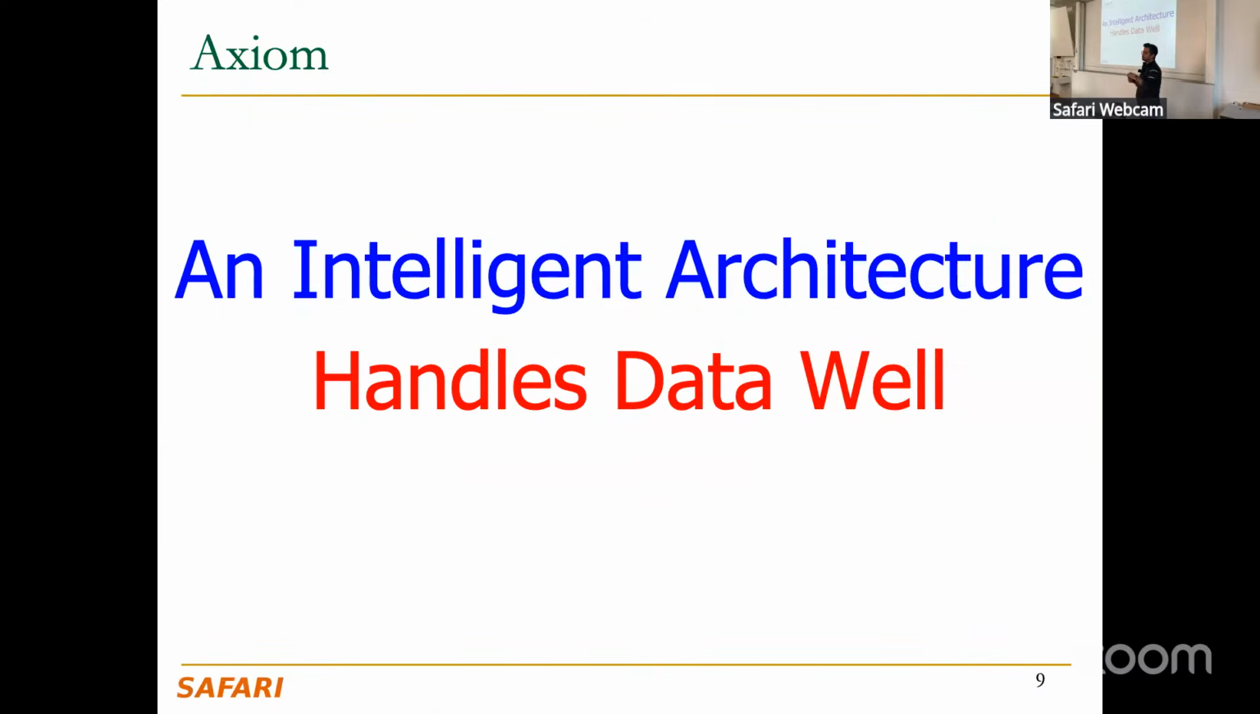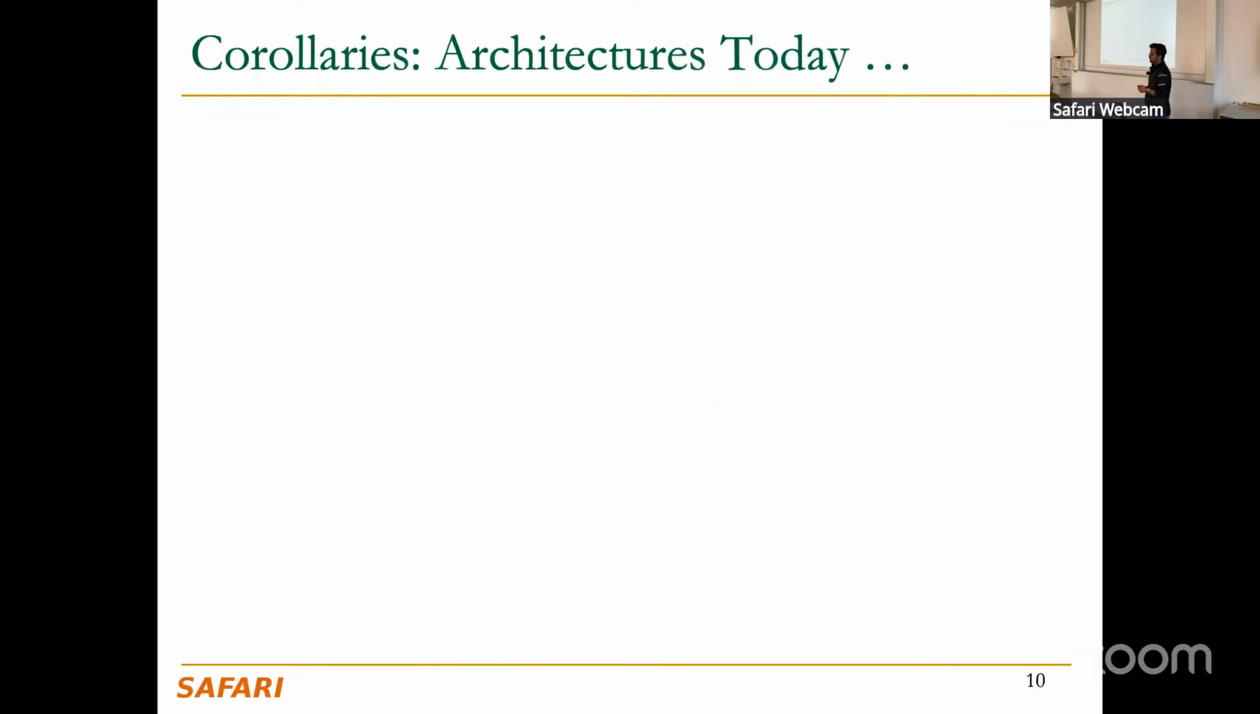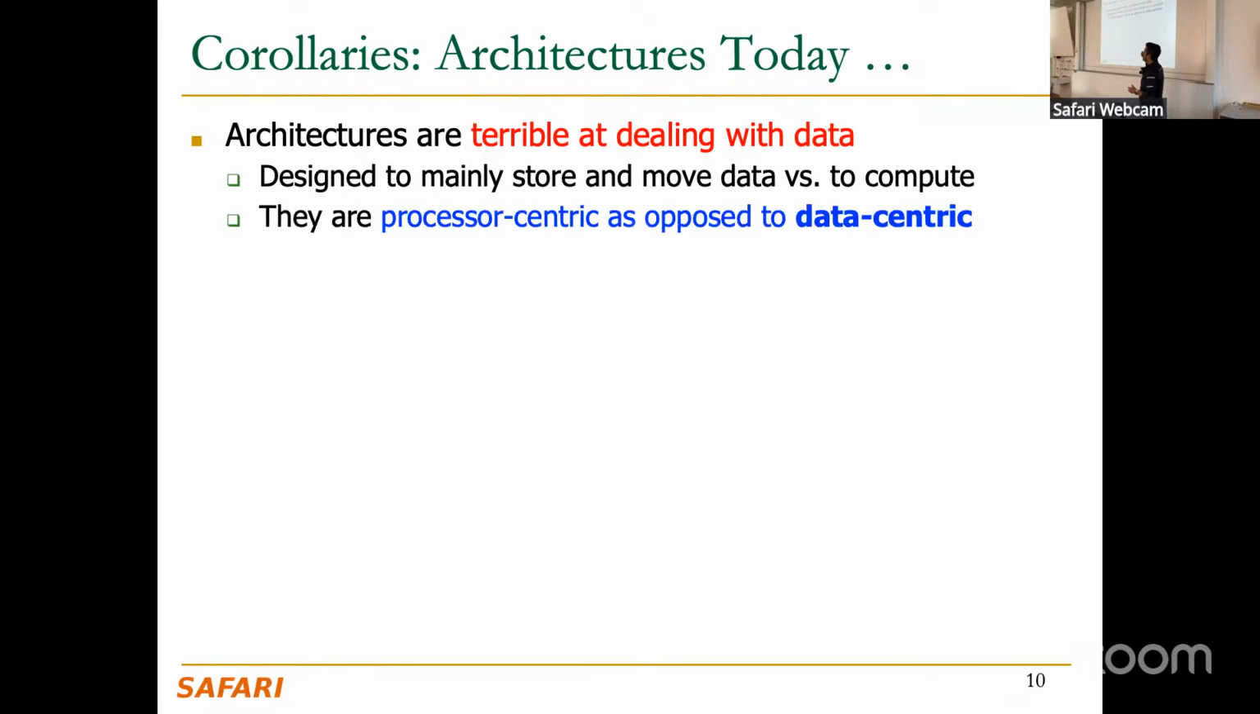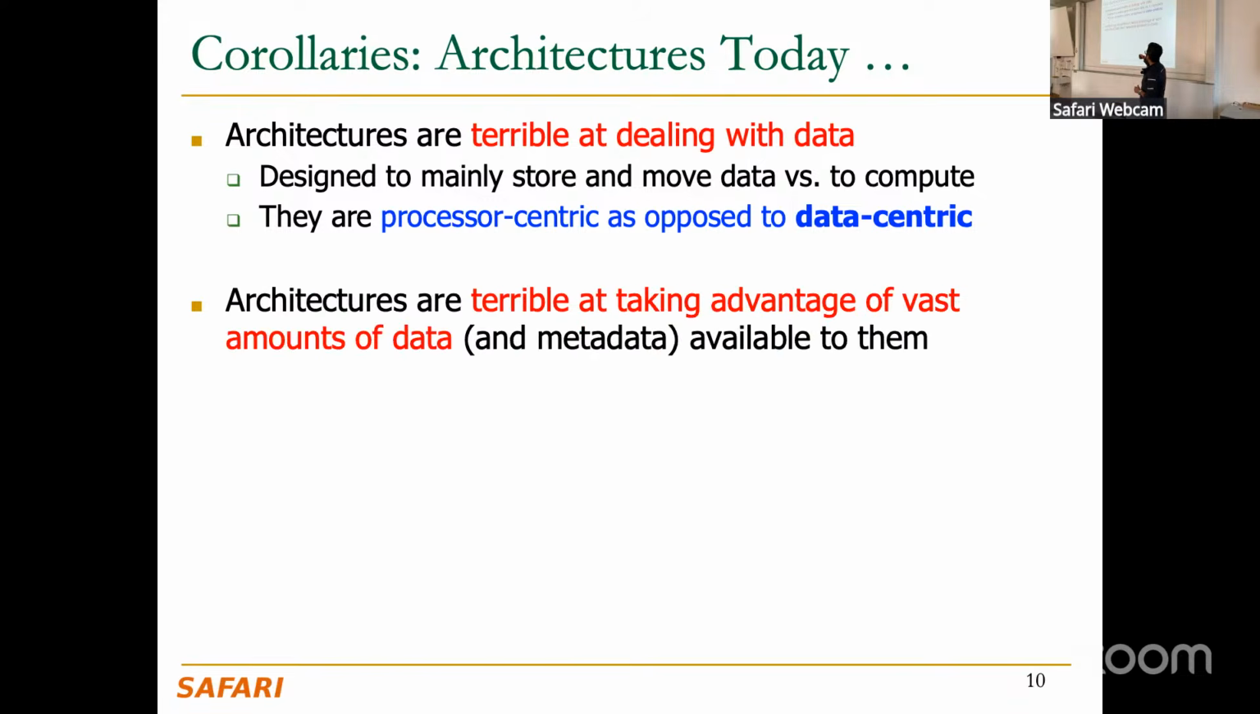So the axiom of designing a better architecture that would be well fitted for the future is that an intelligent architecture should handle data well. And what do we mean by handling data well? As it stands today, today's architectures are very poor at dealing with this amount of data. A broad part of the processing is dedicated to moving the data rather than computing on the data. You have seen a version of this slide in the previous lectures on memory-centric computing, where we demonstrated that computation is processor-centric as opposed to being data-centric. Today's computation is very much processor-centric, and we have shown examples of becoming data-centric.